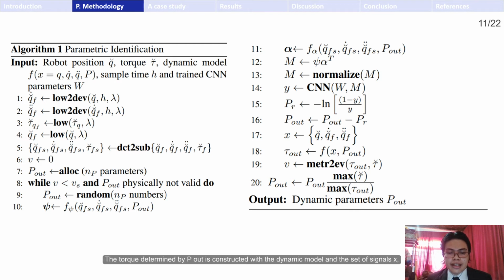The torque determined by Pout is constructed with the dynamical model and the set of signals, as shown in lines 17 and 18. The evaluation metric is applied to T-out and the input torque to determine their similarity. Finally, Pout is obtained.